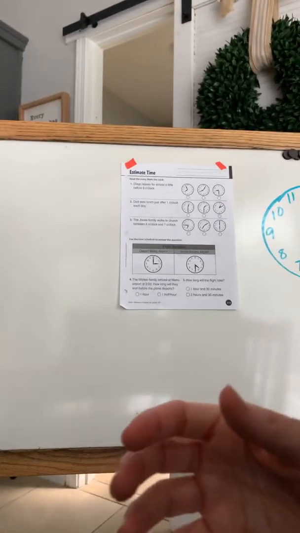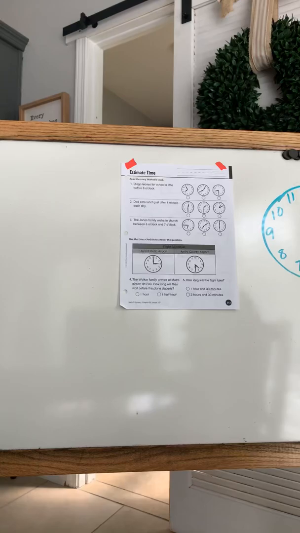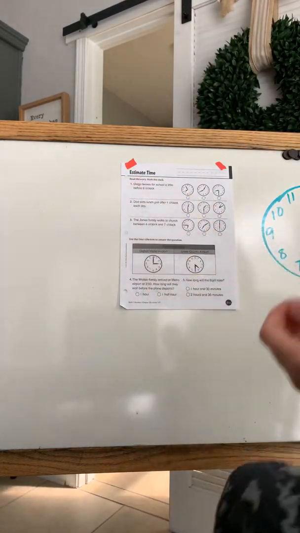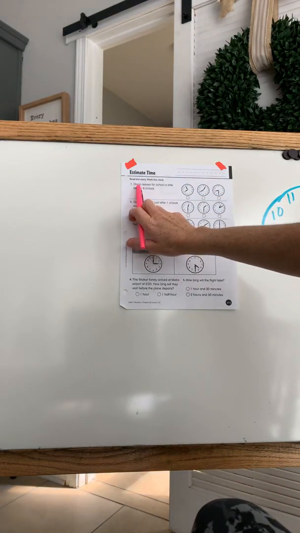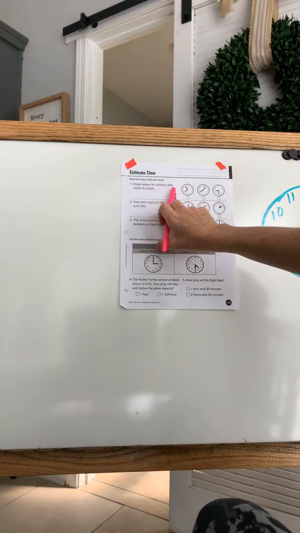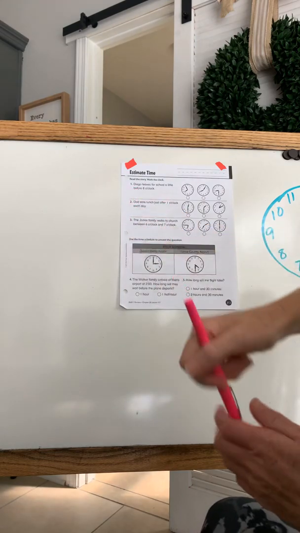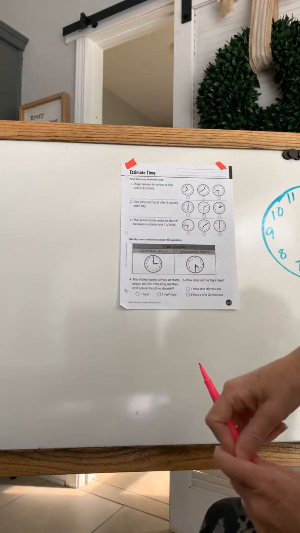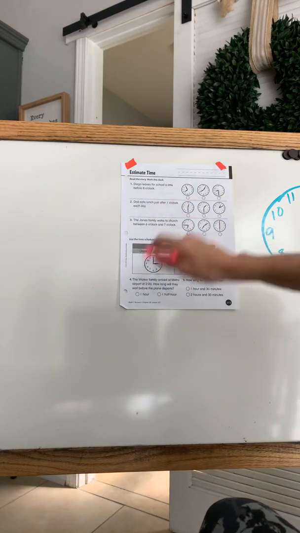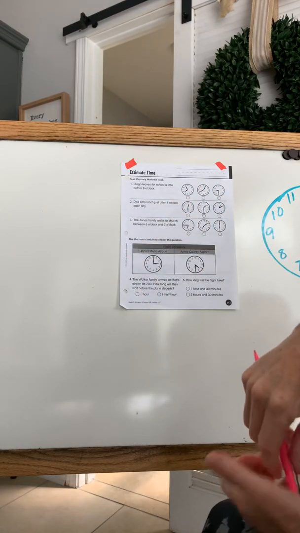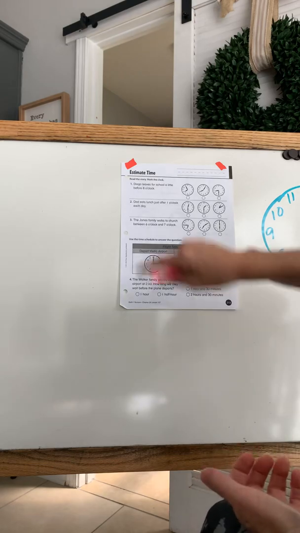All right, so if we're looking at our sheet, it's estimating time, okay? And our directions say to read the story and mark the clock. So number 1 says, Diego leaves for school a little before 8 o'clock, okay? So how I would do this is I would look at all of my clocks, and the first thing I would do is write the time that is shown above each clock.